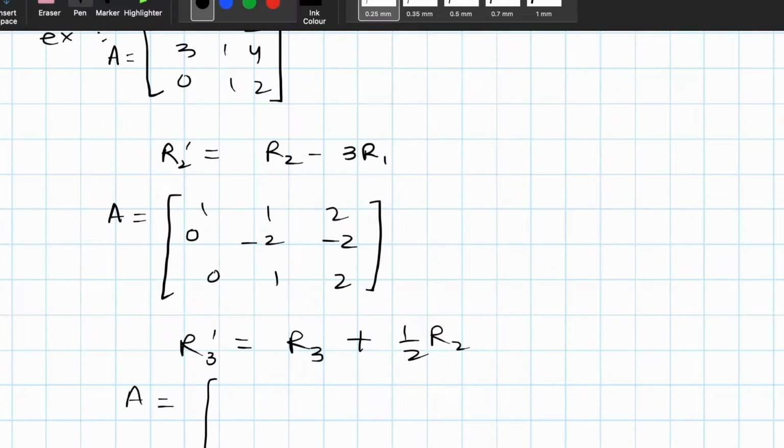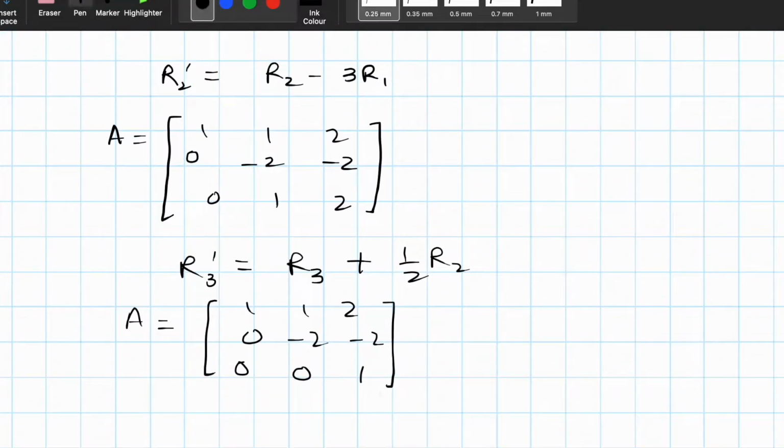So we will get A equals 1 1 2, 0 minus 2 minus 2, and this will become 0. This will also become 0, because 1 by 2 multiplied by minus 2, added to this, is this. This will become 1. Now this particular matrix is in row echelon form. How are we saying this? It obeys every single condition. And these numbers that I'm highlighting are known as the pivots of the row echelon form.